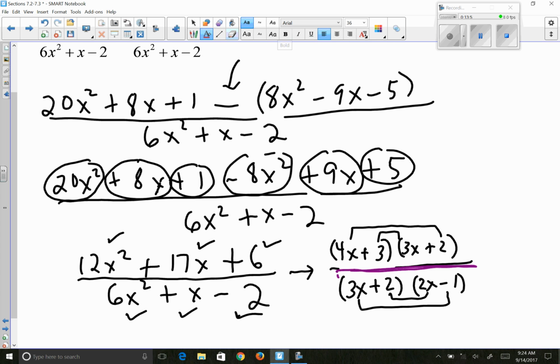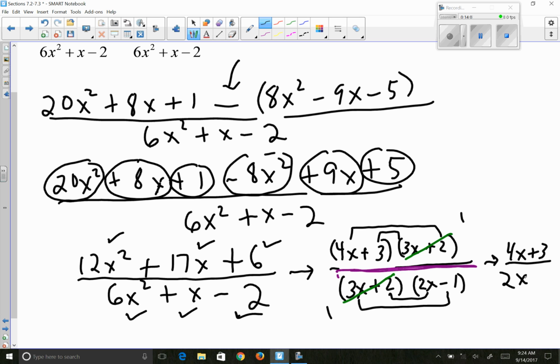And now we're going to say that anything divided by the same thing is 1. The final answer is 4x plus 3 over 2x minus 1. So the big dilemma was at the very beginning I copied the problem wrong. But everything else is okay now.